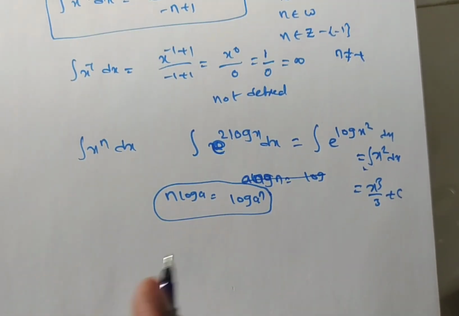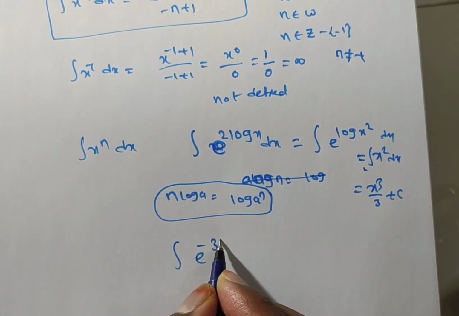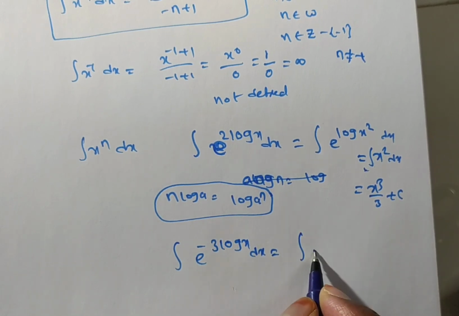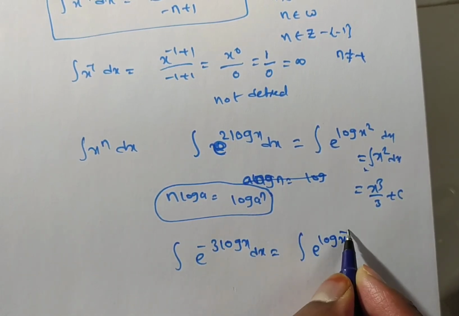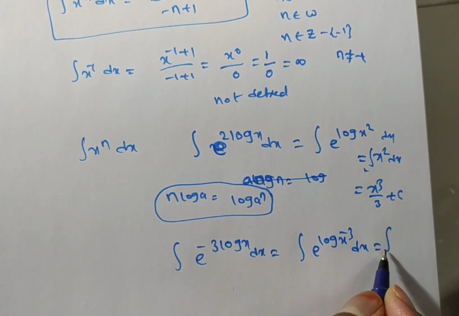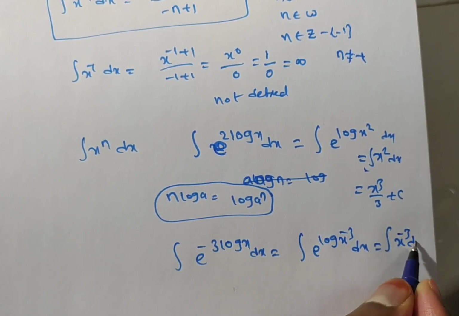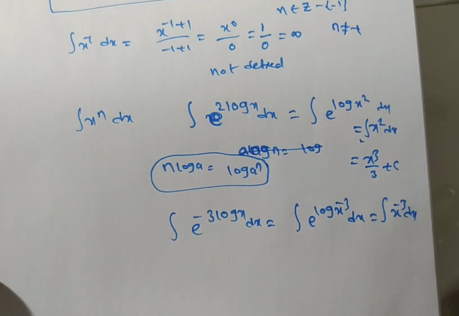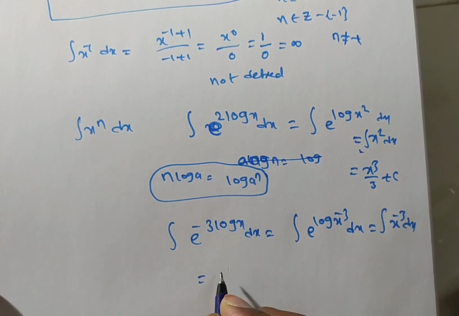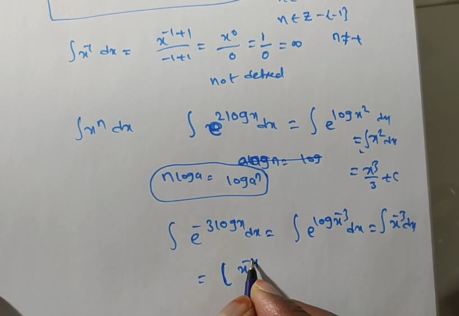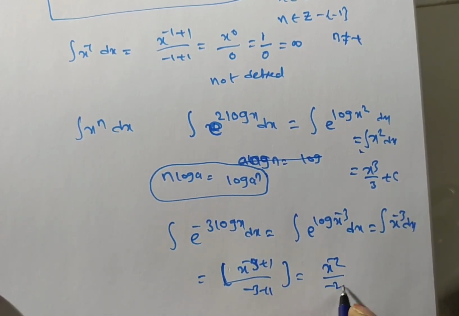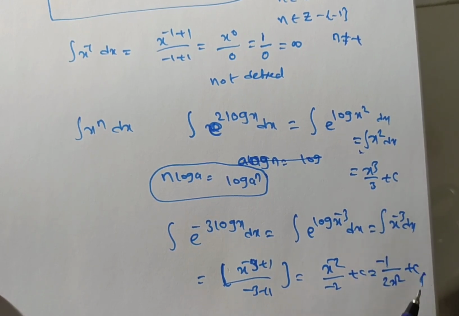One more problem based on this: e to the power of minus 3 log x dx I want. Now you can write this as e to the power of log of x power minus 3 dx. e and log get cancelled. In this case you have x power minus 3 dx. So x power minus 3 is nothing but x power n form, or not? Yes. So what is the integration of x power minus 3? This is equal to x power minus 3 plus 1 by minus 3 plus 1, that is x power minus 2 by minus 2 plus c. That is nothing but minus 1 by 2x square plus c, is the answer.